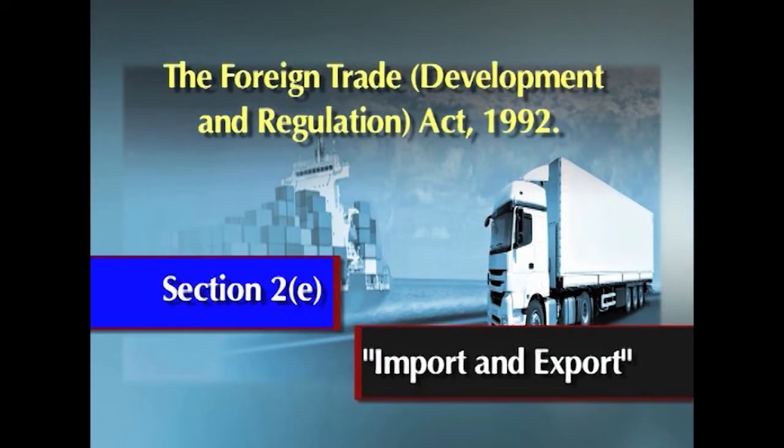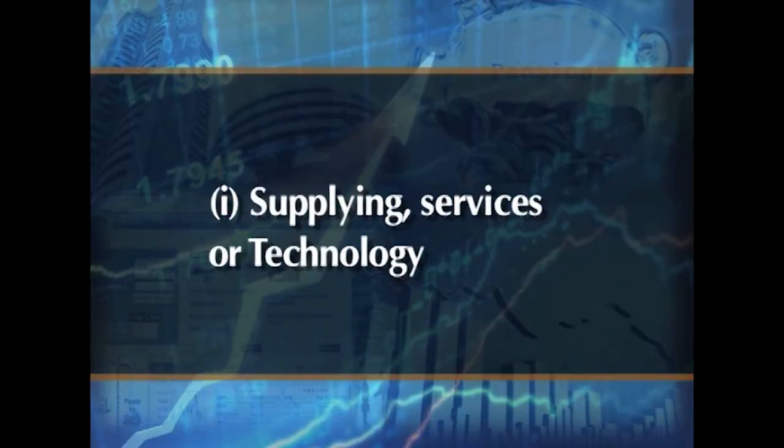Clause E of Section 2 of the Act defines import and export as follows. Import and export means, 1. In relation to goods, bringing into or taking out of India any goods by land, sea or air. 2. In relation to services or technology, supplying services or technology, A. From the territory of another country into the territory of India. B. In the territory of another country to an Indian service consumer. C. By a service supplier of another country through commercial presence in India. D. By a service supplier of another country through presence of their natural persons in India.